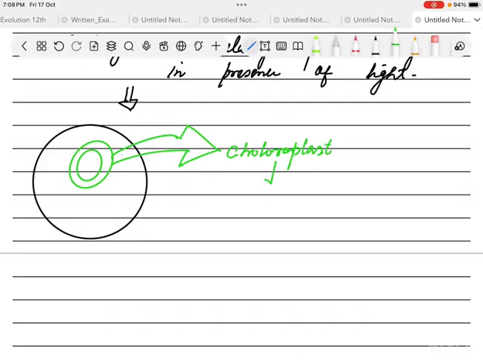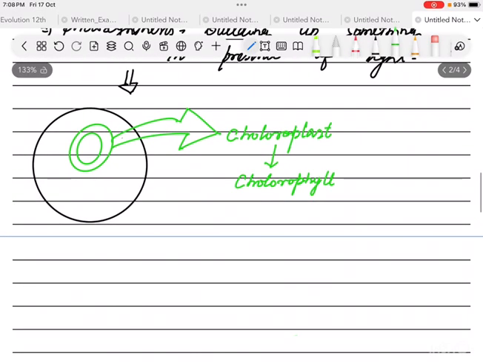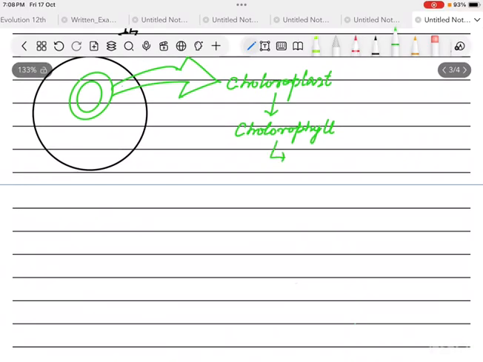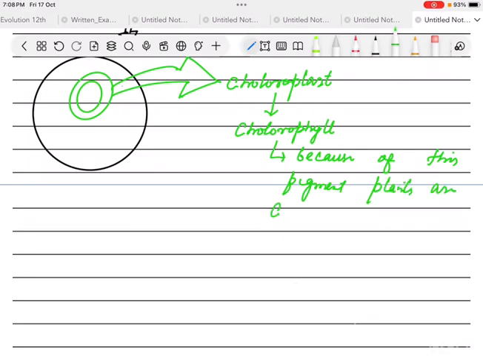And inside of this chloroplast, they have chlorophyll. They have a special green pigment known as chlorophyll, and it's because of this chlorophyll the plants are capable of synthesizing their own food. It's because of this pigment plants are capable of synthesizing their own food.